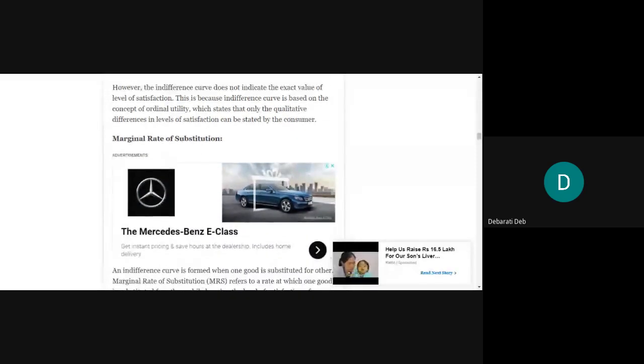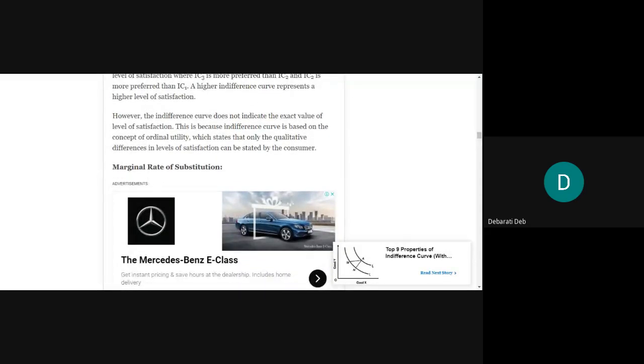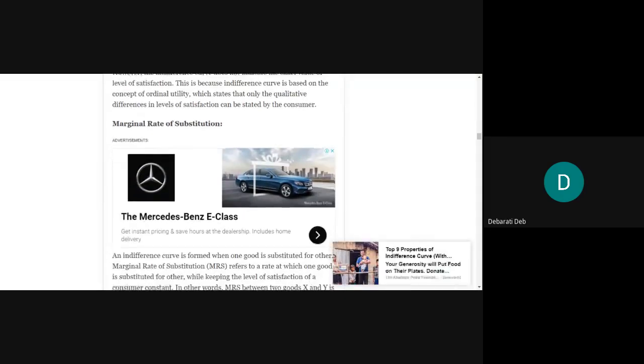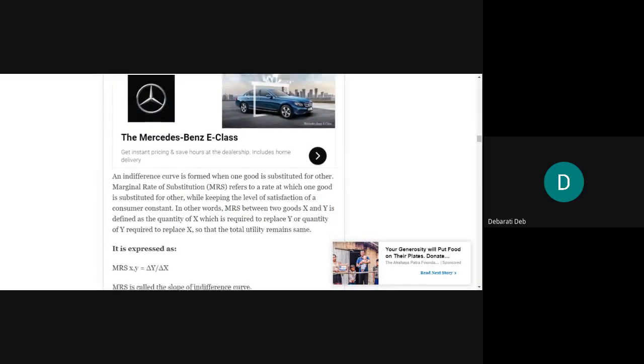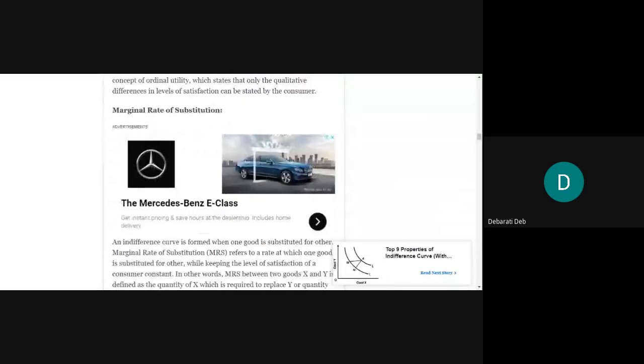So I'm ending the indifference map over here and I'm moving on to the marginal rate of substitution. This will all be based on the indifference curve concept only, because this is the main element in the ordinal approach. On the basis of the indifference curve only, the other concepts will be discussed. So here we are discussing the topic marginal rate of substitution.